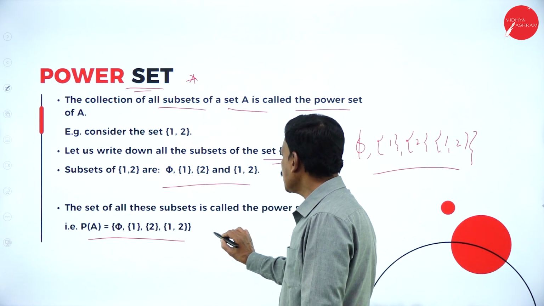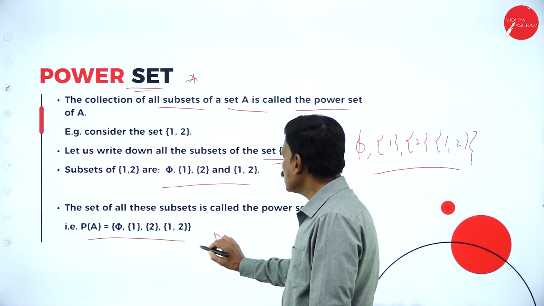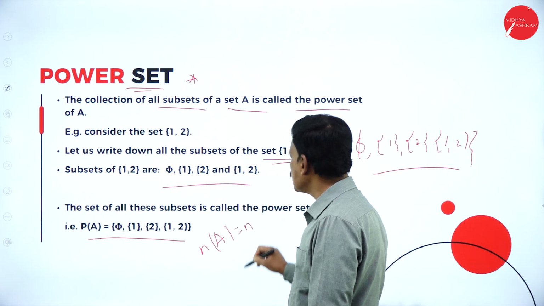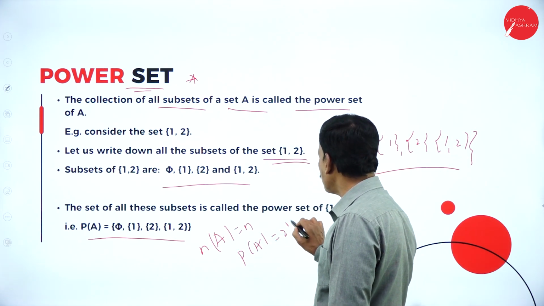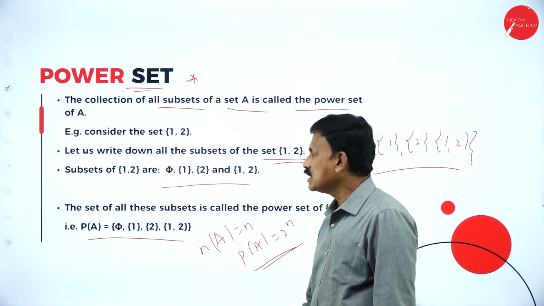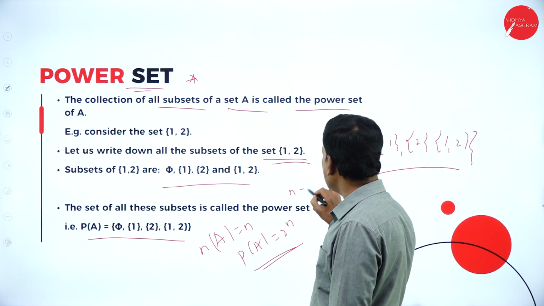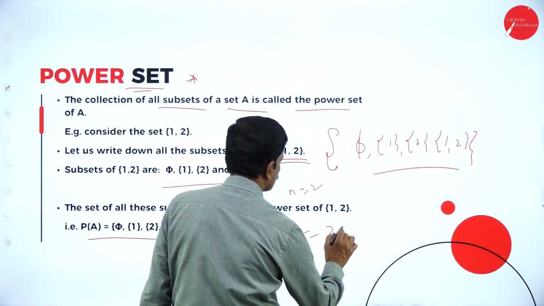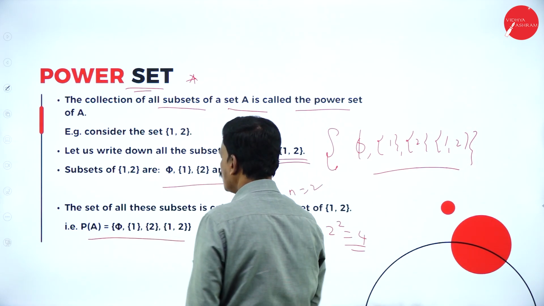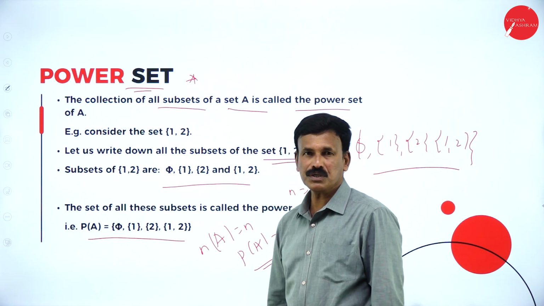Suppose a set A contains n elements, the number of elements in set A is n, then the number of elements of the power set P(A) is always of the form 2 to the power of n. Since this set contains 2 elements, n is equal to 2, therefore the number of subsets is 2 squared, which is equal to 4. 1, 2, 3, 4. 4 subsets.